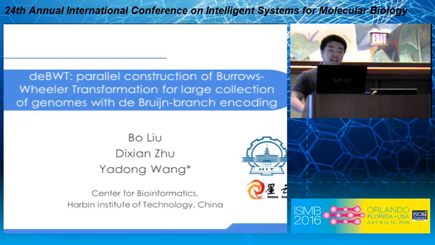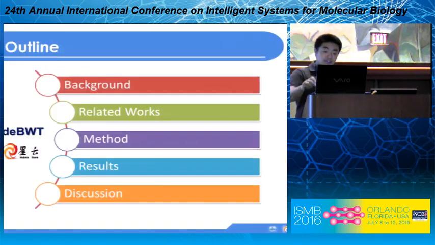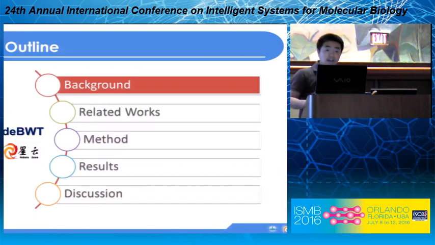Here, I'm very delighted to introduce our new work on the indexing of large amounts of genome sequences, the de Bruijn graph-based BWT constructor. Usually, we shorten it to deBWT. My presentation divides into 5 parts. At first, let me introduce some background and the motivations of the work.